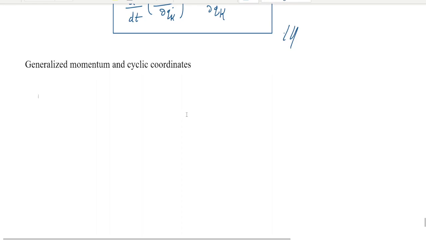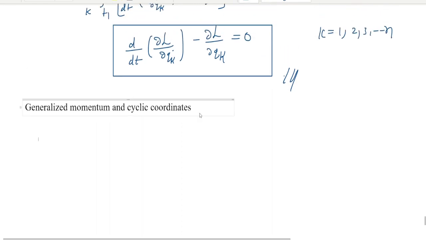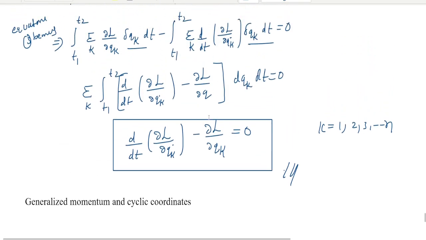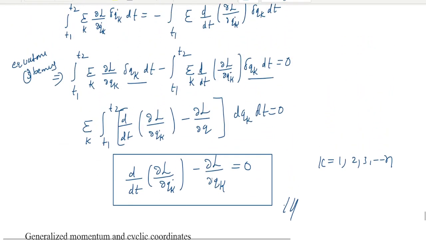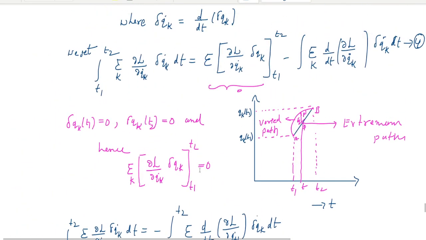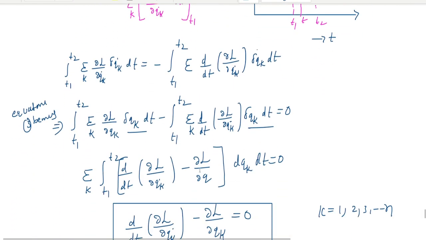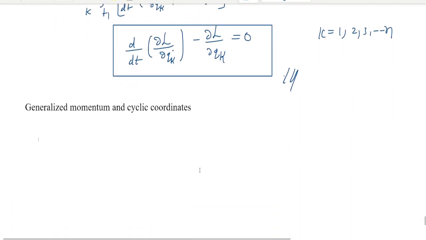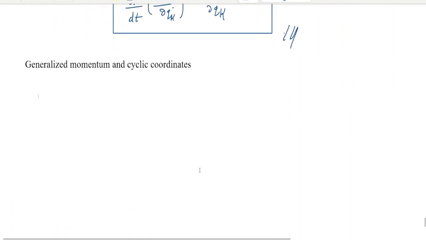In the previous class we discussed the Lagrangian equation from the Hamiltonian principle. So this is the Lagrangian equation from the Hamiltonian principle derivation. Now I would like to discuss generalized momentum and cyclic coordinates.